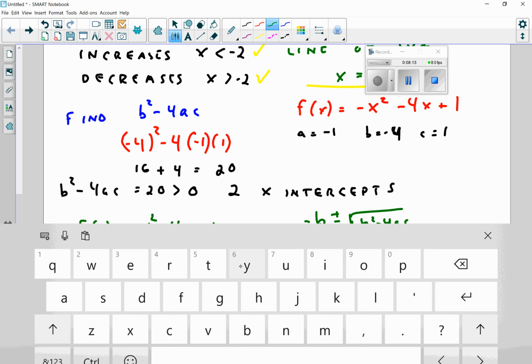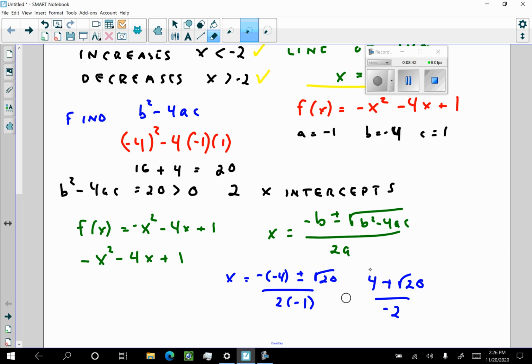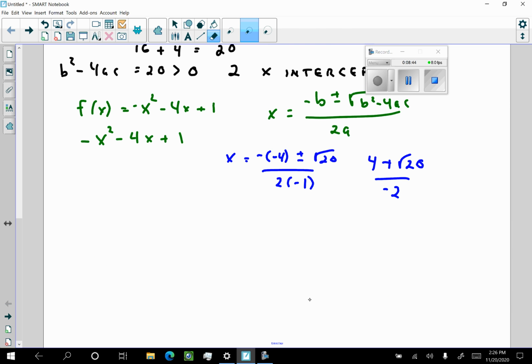So it's going to be -b, so therefore x is going to equal -4 plus or minus the square root of 20. We already found the discriminant, over 2 times -1. So that's going to be 4 plus the square root of 20 over -2. I don't like that equal sign there. And the other x-intercept is going to be 4 minus the square root of 20 over -2.